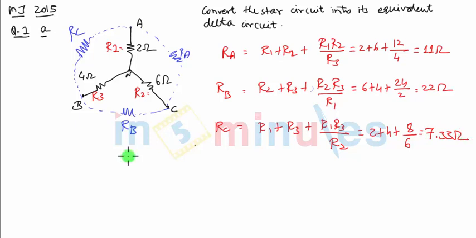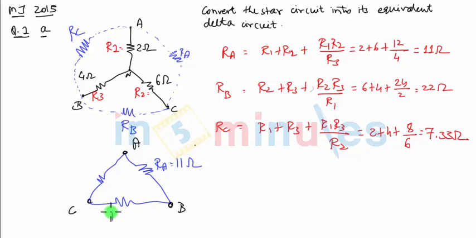So finally, we draw the delta network as per the question asked. In this delta network, this will be my original point A, this will be point B, and this will be point C, and the values will be RA equal to 11 ohms. This was my resistance RB, that is equal to 22 ohms, and this is resistance RC, that is equal to 7.33 ohms.